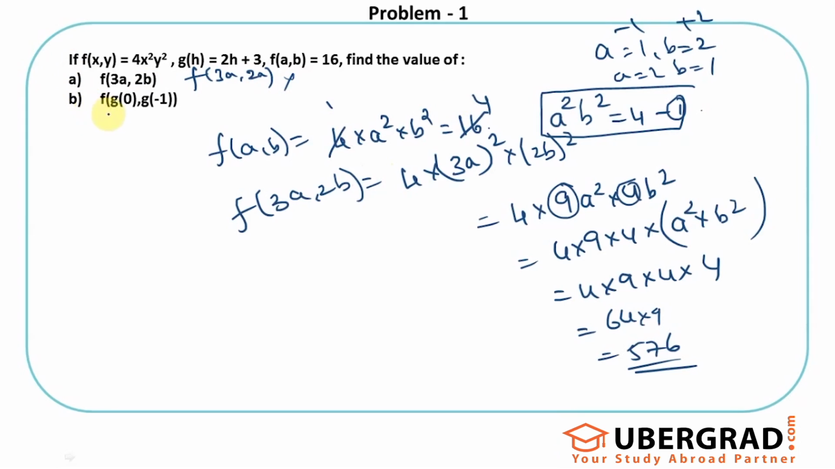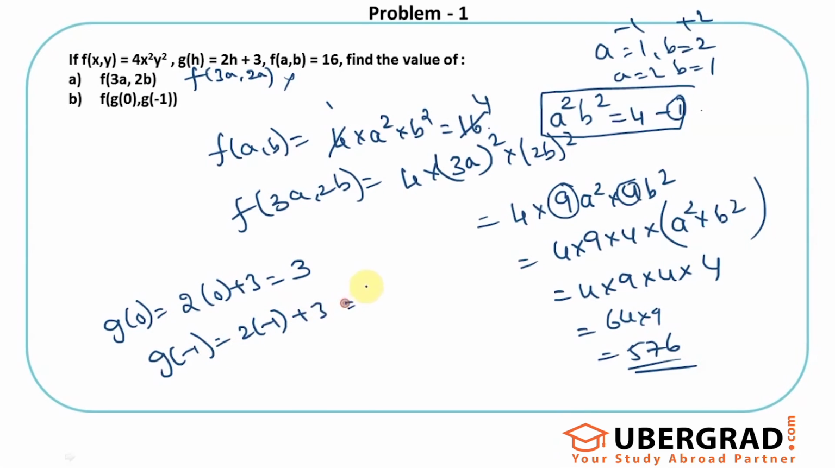What is the value of f of g of 0 comma g of minus 1? So what is g of 0? g of h is 2h plus 3, so g of 0 is 2 into 0 plus 3, which is 3, and g of minus 1 is 2 into minus 1 plus 3, which is minus 2 plus 3, which is 1.